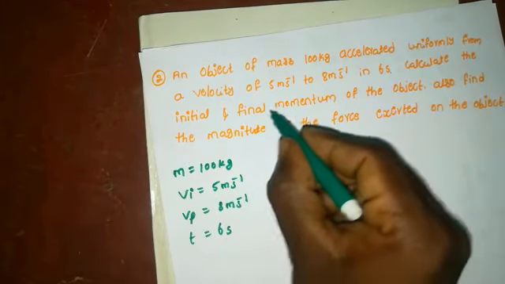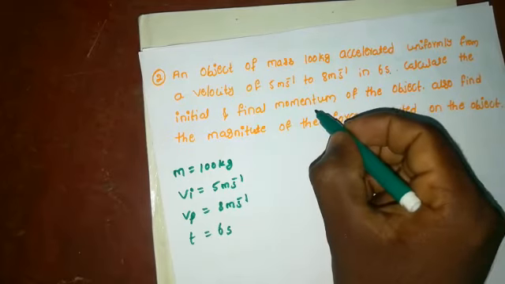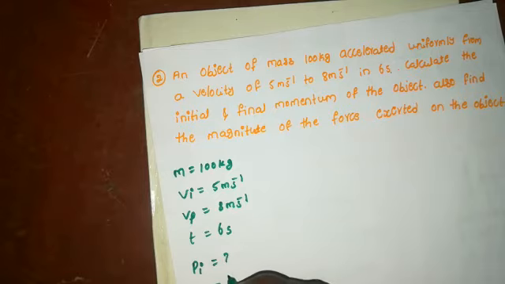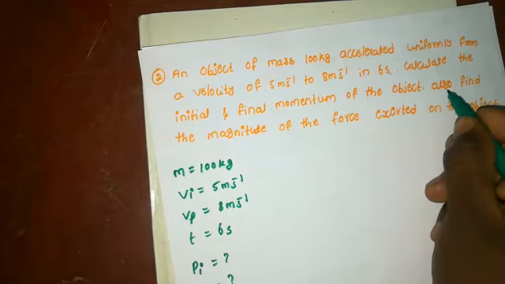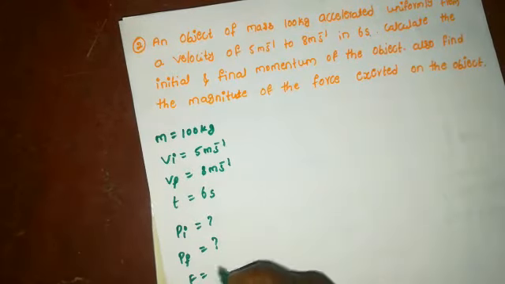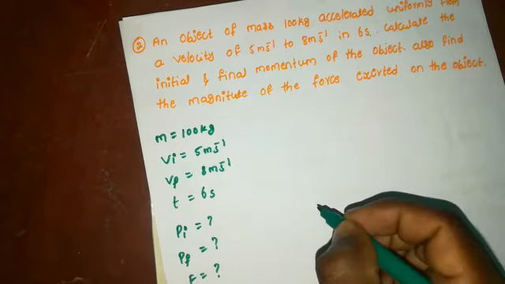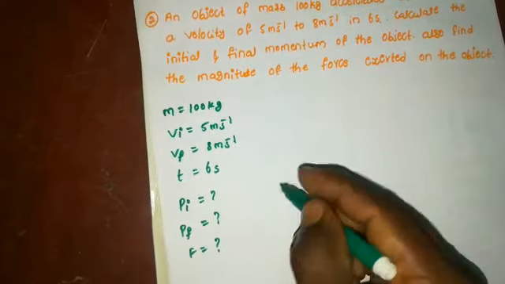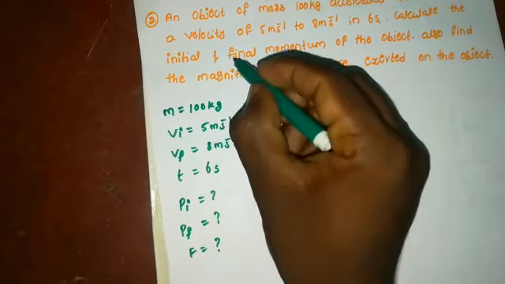Calculate the initial and final momentum. We have to find out the initial momentum, that is pi, and pf, the final momentum of the object, and also find the magnitude of the force exerted on the object. These are the data given. Now we have to find out the initial momentum.